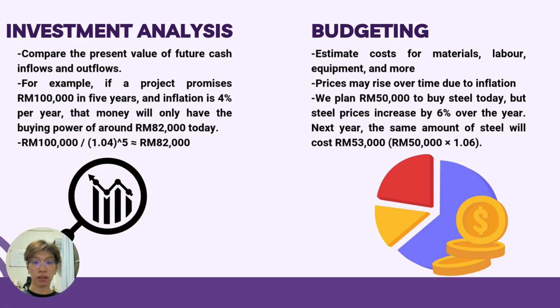Next is budgeting. When preparing a budget for material, labor, or machines, we must also consider inflation. For example, if we plan to buy steel for 50,000 ringgit today, but the price increases by 6% over the year, the same amount will cost 53,000 ringgit next year. That's called cost escalation. If not included, the project may run over budget. So it is important to adjust cost estimates regularly.